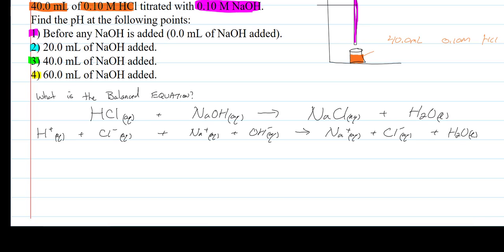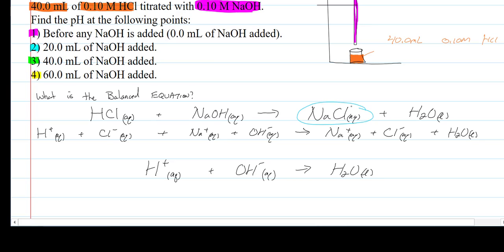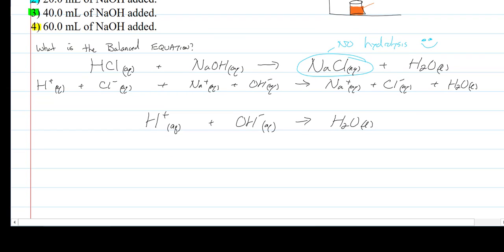Well, what do we know? We have our net ionic equation: H plus aqueous plus OH minus aqueous going to water. That's great. One nice thing about this, though, is that because it's strong, there is no hydrolysis. And that's a big, fat smiley face, because that makes our lives a lot easier. In the next example, you'll see why. So now we can go to the initial pH for number 1.